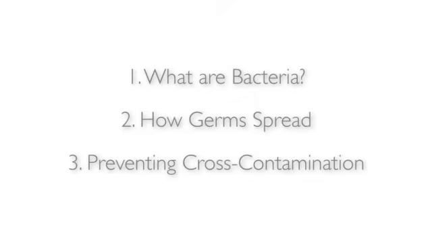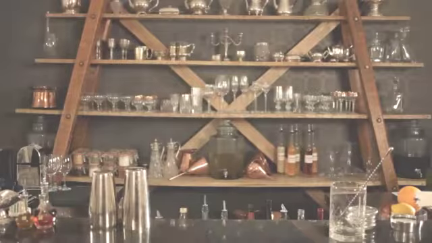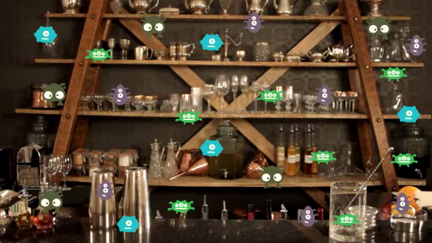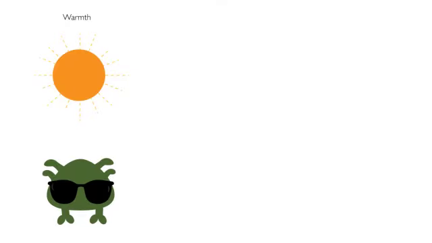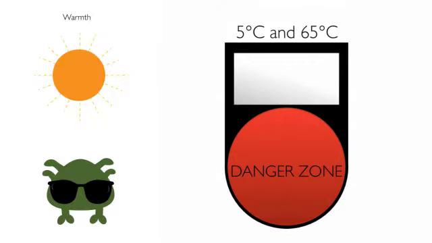Let's finish off with preventing cross-contamination. One of the most frightening things about germs is that they multiply, increase in number, under certain conditions. For this to happen, the spoilage bacteria need warmth. Germs multiply most between 5 degrees centigrade and 65 degrees centigrade. This is known as the danger zone.